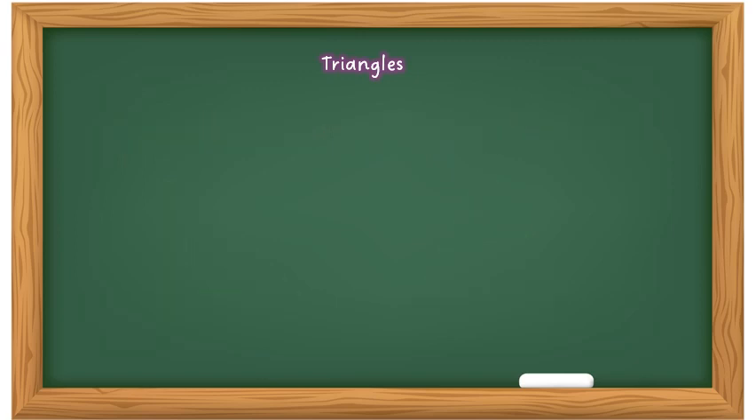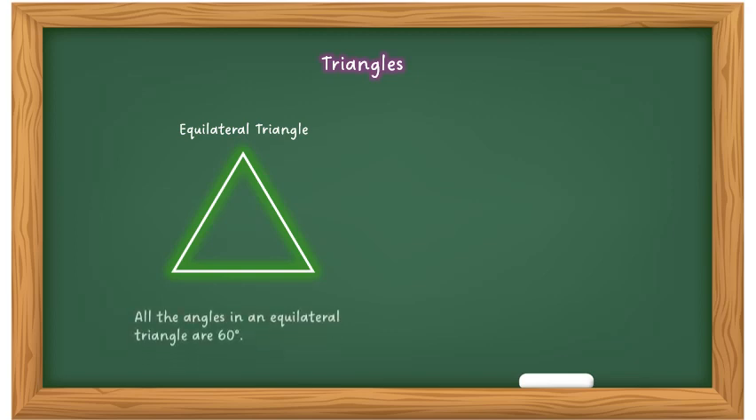So let's explore triangles a little bit further. You can see an equilateral triangle. All the sides in an equilateral triangle are the same size, so therefore all the angles in an equilateral triangle must be 60 degrees because they must add up to 180, so that's 60, 60, 60.